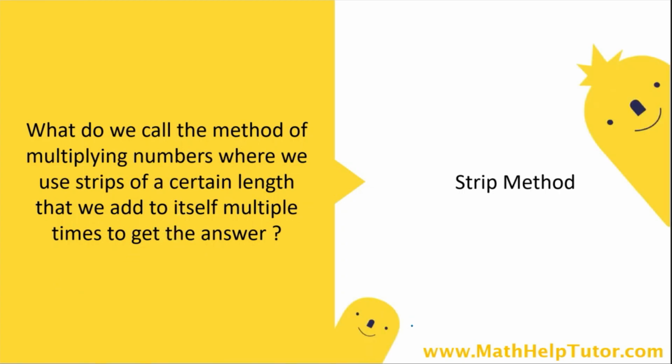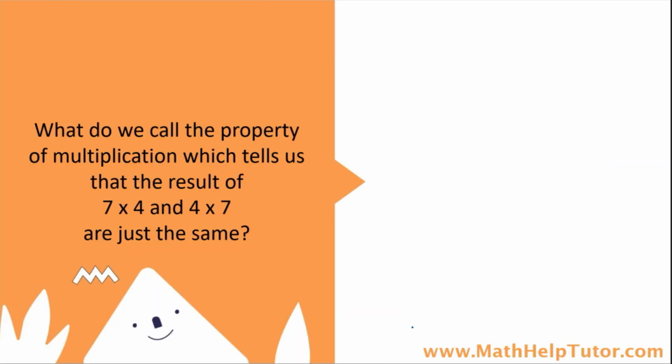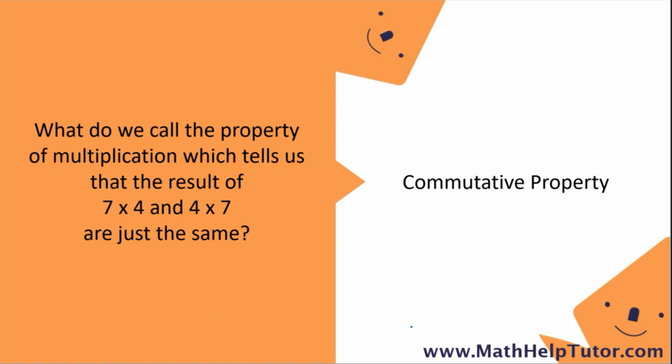The answer is strip method. What do we call the property of multiplication which tells us that the result of 7 times 4 and 4 times 7 are just the same? The answer is commutative property.